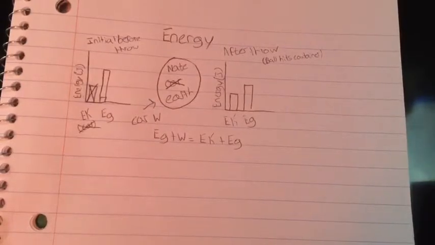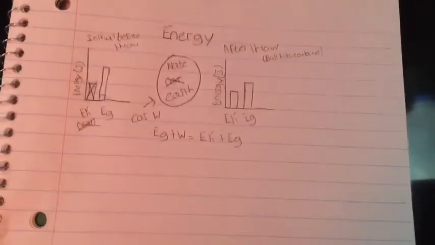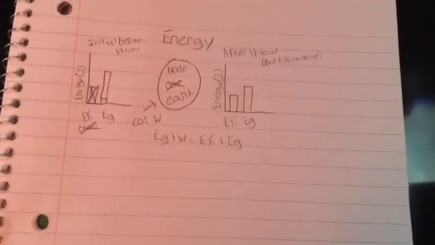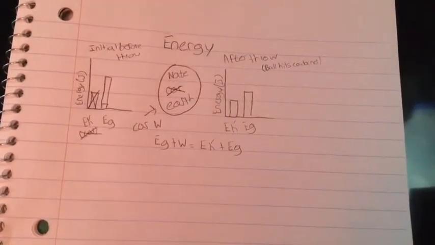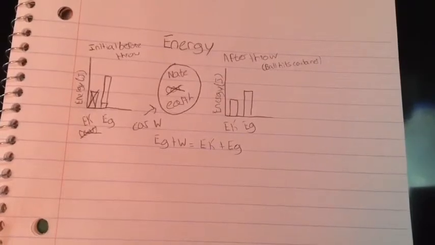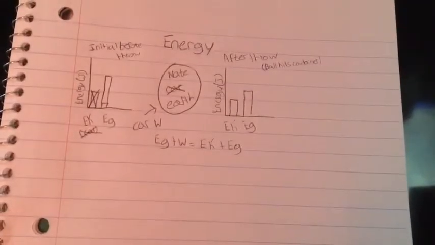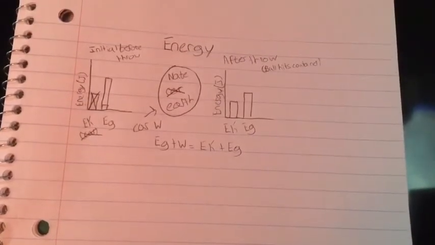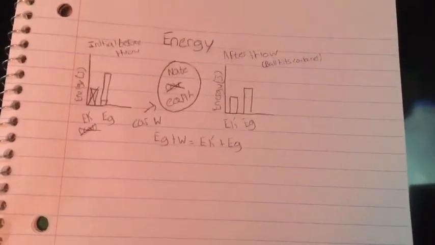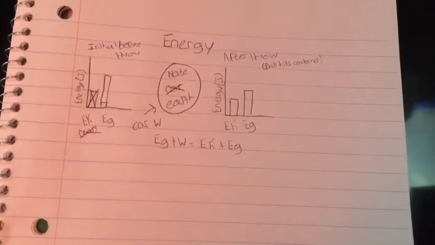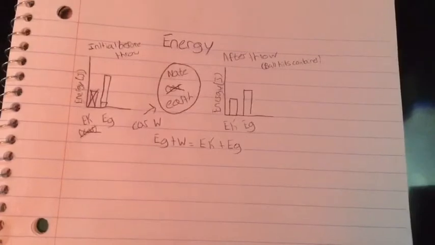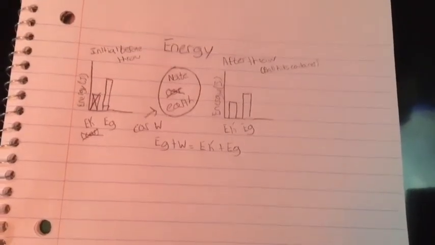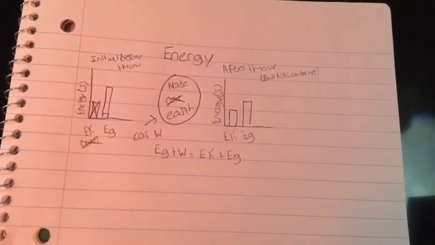The flow diagram, or our system, is Nate and the Earth, and the car is going into the system, providing working energy and allowing the system to move. The final position has kinetic and gravitational energy from the ball moving and gravity pulling it towards the Earth. Now that the diagram is complete, the equation that we would use to show this would be Eg plus W equals EK plus Eg.